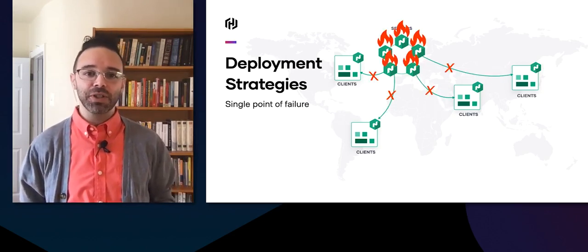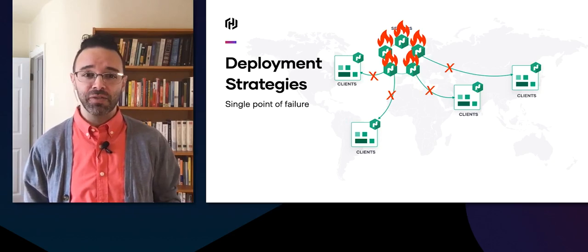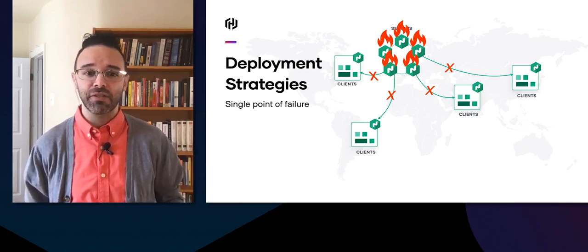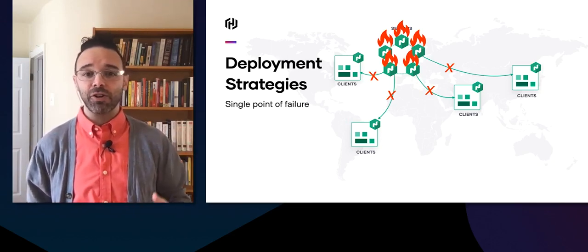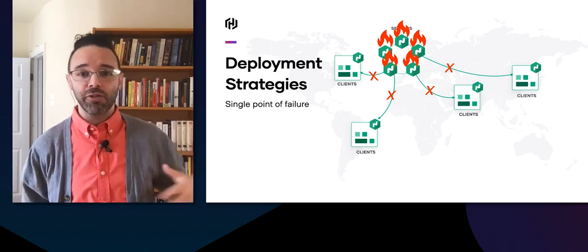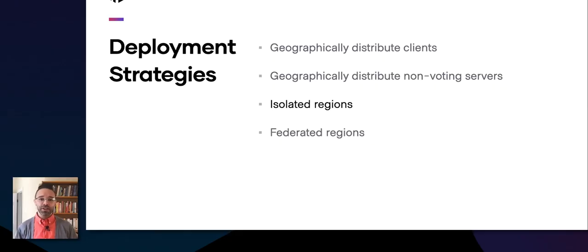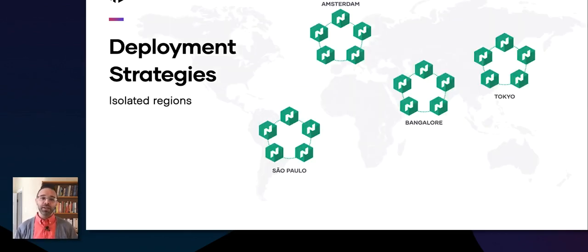Now, the problem, of course, with a central region of servers is it becomes a single point of failure, right? If that region loses power, or if it loses connectivity, you've lost control over all the clients. So the way to avoid a single point of failure is to run isolated regions. So that's fully independent Nomad clusters with 3 to 7 voting servers in each one.